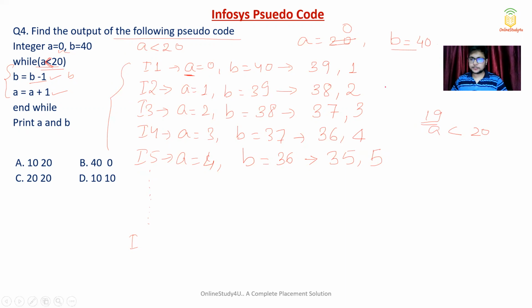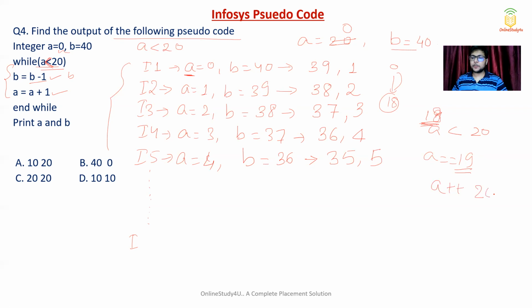When A is 18, the loop has run 19 times, from 0 to 18. So when A is equal to 19, it will run one more time. That is, it will execute the loop one more time.